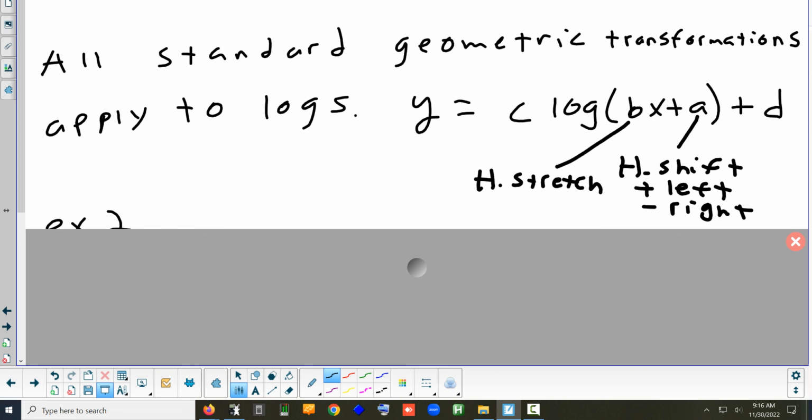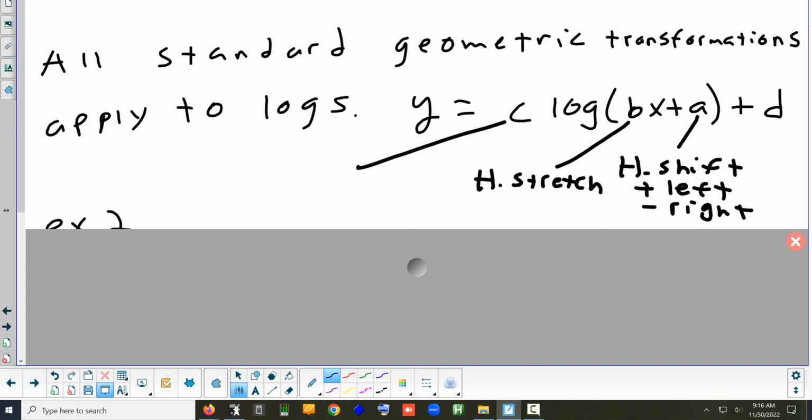So for example, if B was 8, that would actually be a compression by 8. It would squish it 8 times as much. If B was 1/4, that would stretch it 4 times as much. So A and B are always opposites.